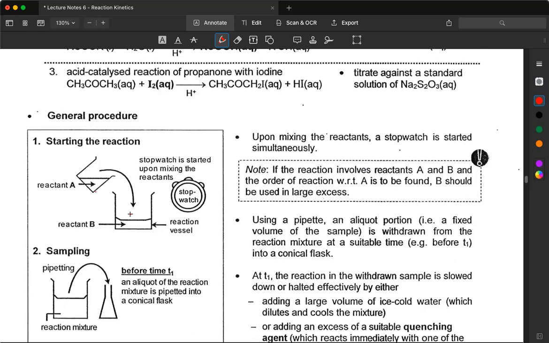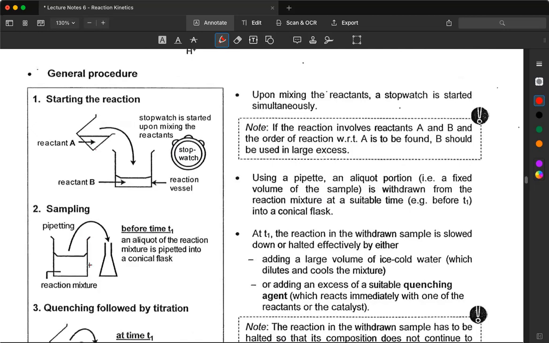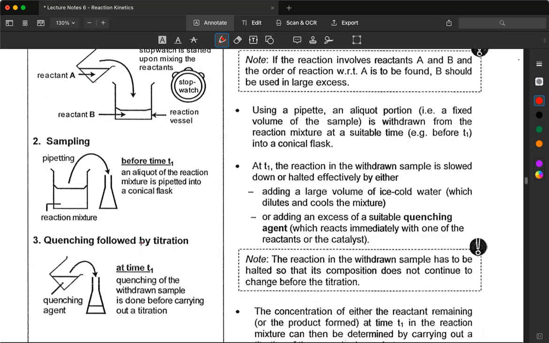So the general procedure to do this is, number one, you start the reaction by mixing the reactants and start the stopwatch simultaneously upon mixing them. And then after that, using a pipette, an adequate portion, meaning a fixed volume of a sample, is withdrawn at a suitable time into another conical flask. Then at a certain time, the reaction in the withdrawn sample is slowed down or halted effectively by adding a large volume of ice cold water, which helps to dilute the mixture. Or you can add excess suitable quenching agent, which is either one of the reactants or catalysts.